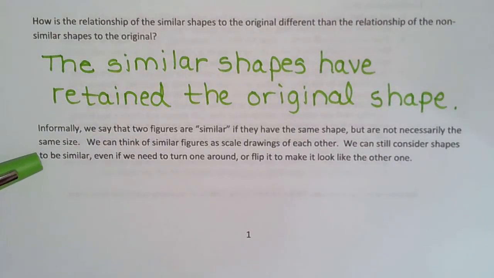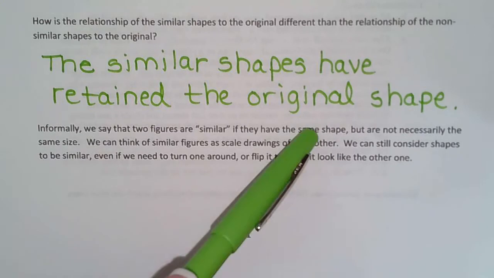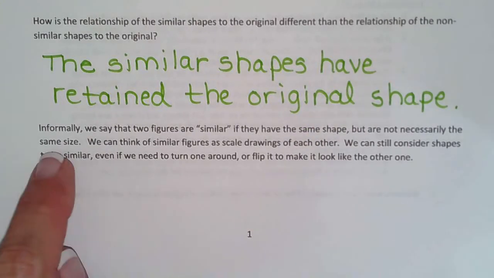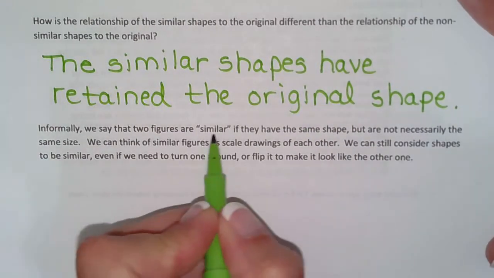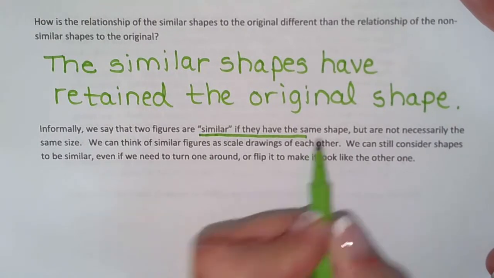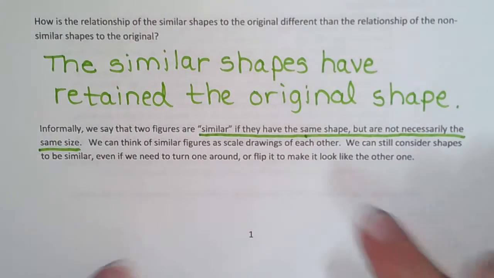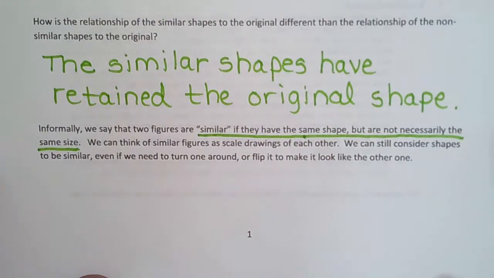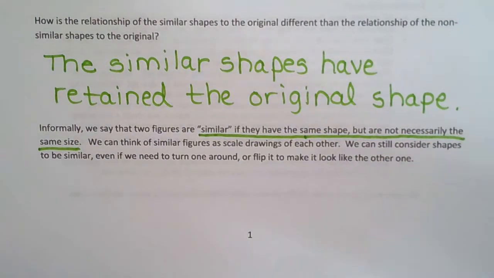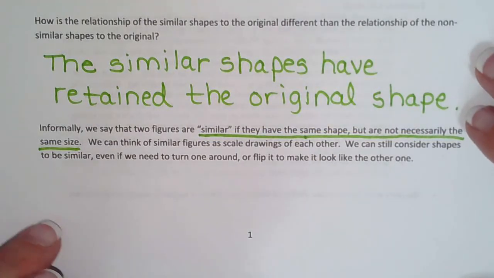Informally, we say that 2 figures are similar if they have the same shape, but are not necessarily the same size. So this is the definition of similar. So they have the same shape, but not the same size. We can think of similar figures as scale drawings of each other. We can still consider shapes to be similar, even if we need to turn one around or flip it to make it look like the other one. And you'll see some examples of this on the next page.